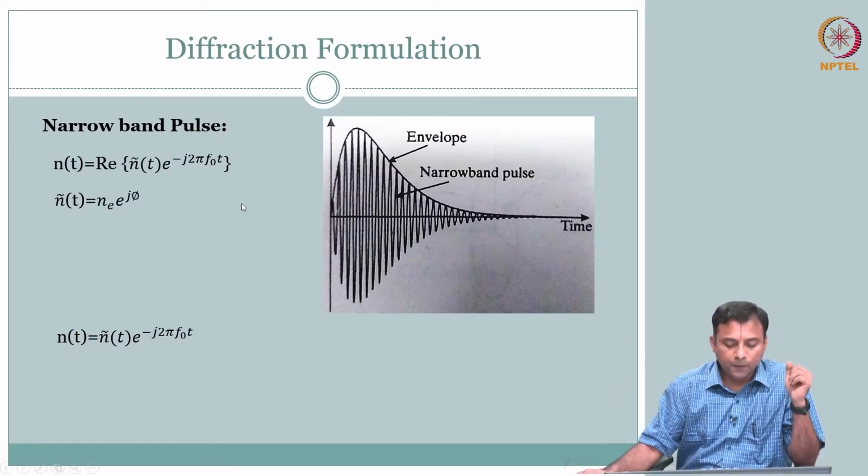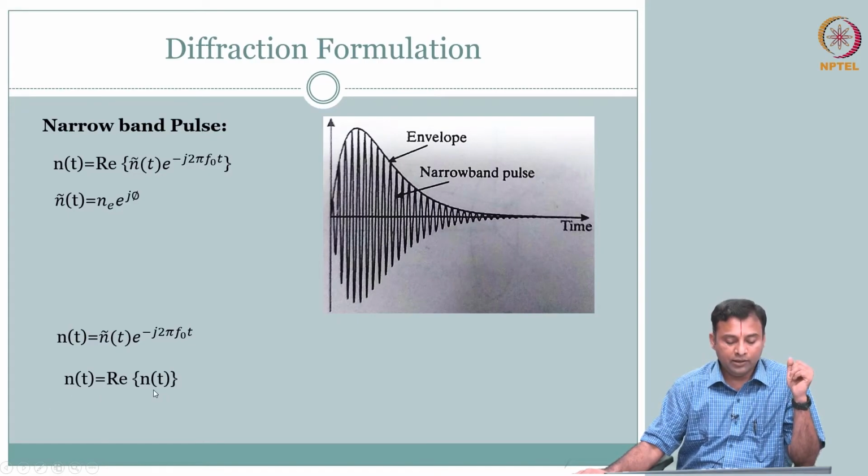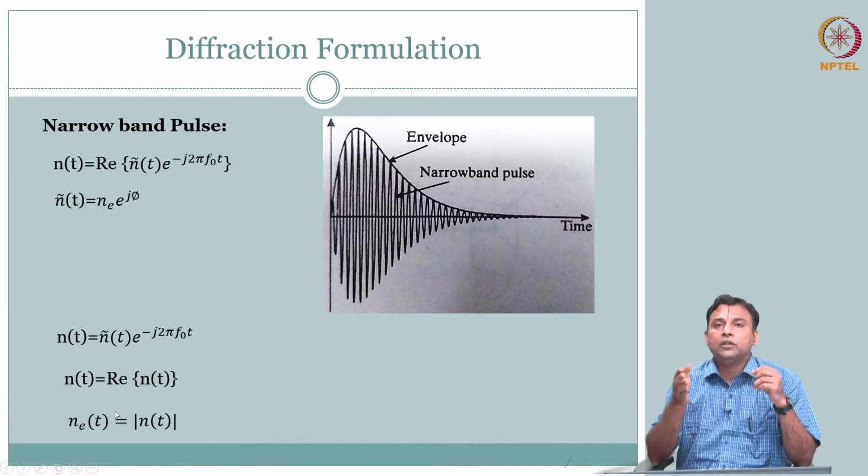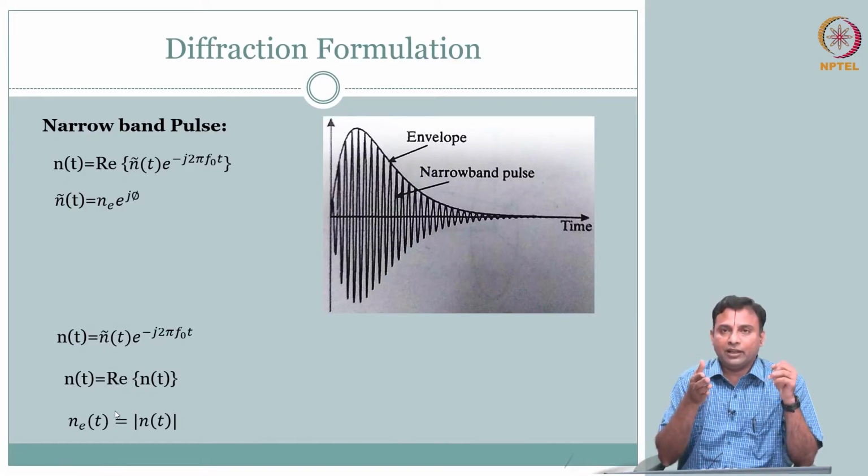So, what we will do is let us pretend we are going to send this, and we are going to have a real part of this n of t, and your envelope is the magnitude of this n of t. So, you are sending this signal. This is going to be the signal that we think we are going to hit at the face of the transducer.